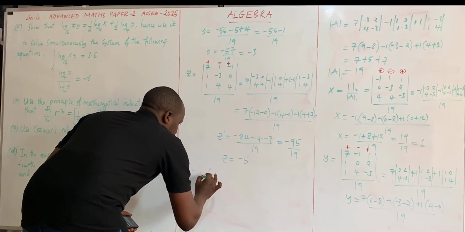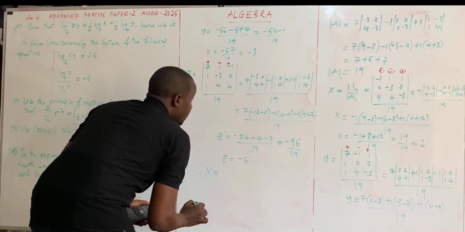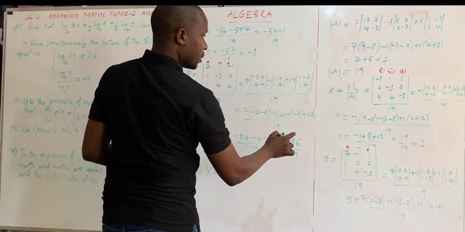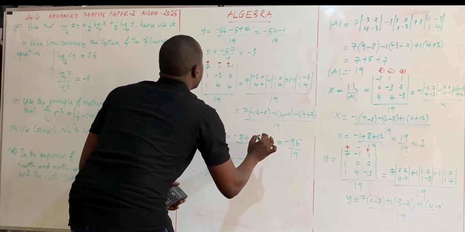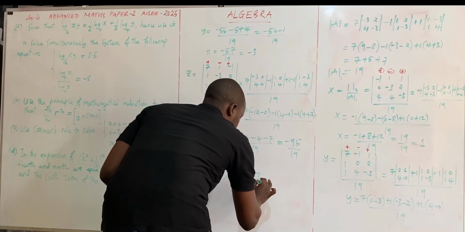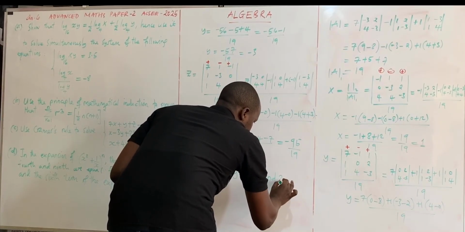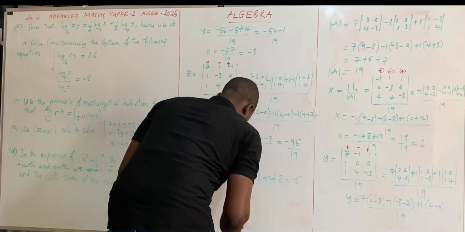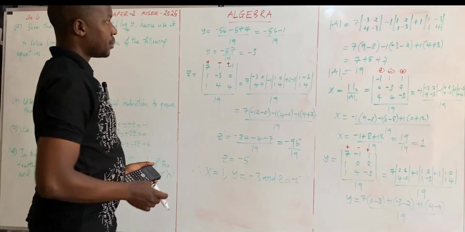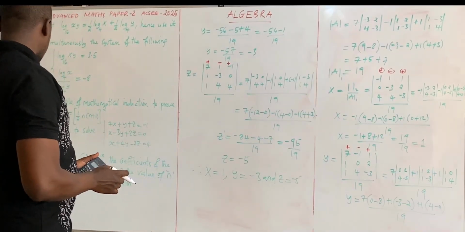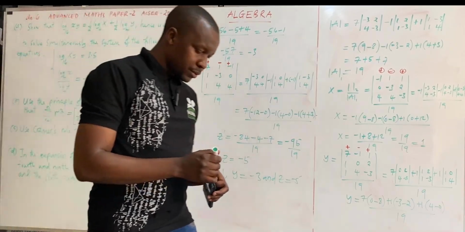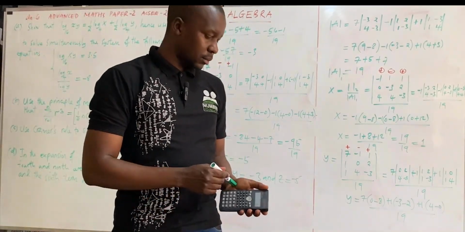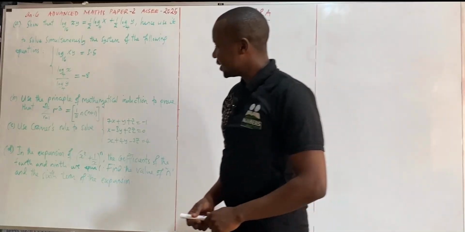So having said that, now the value of x becomes 1, the value of y becomes negative 3, and z now becomes negative 5. So that is how we have applied Cramer's rule to solve the problem. Now let's move to part B.